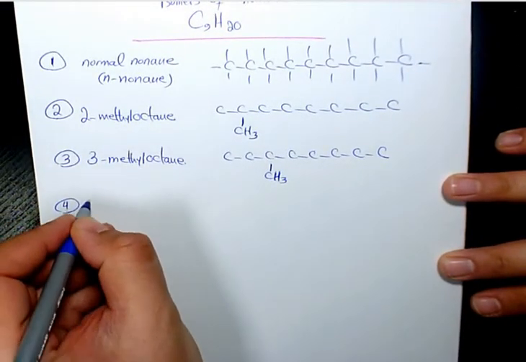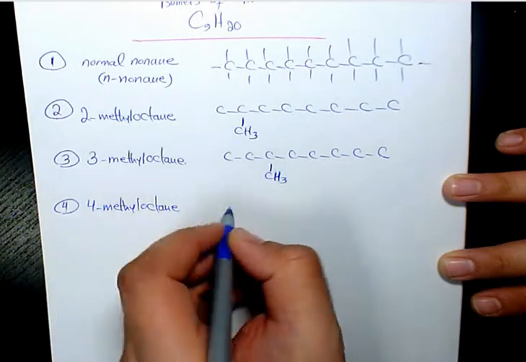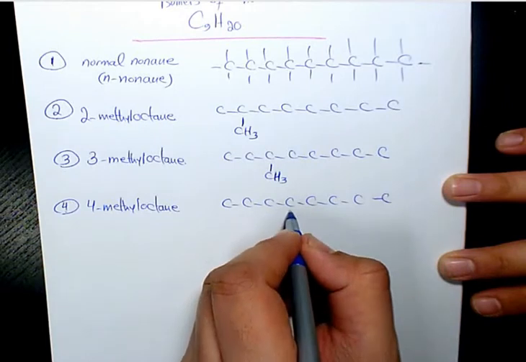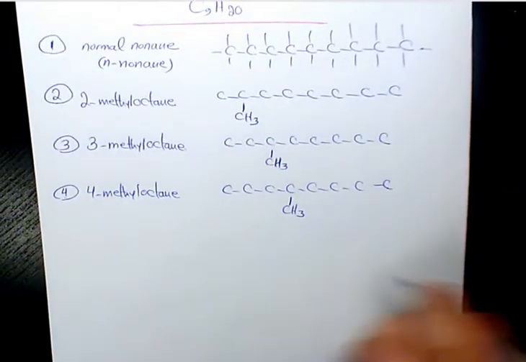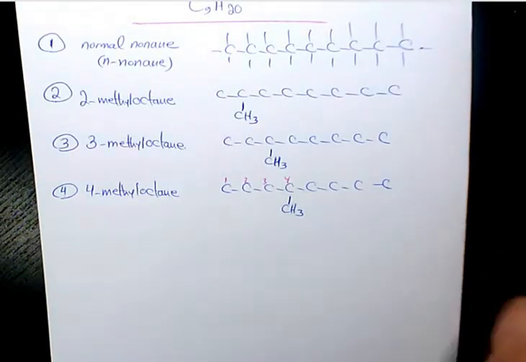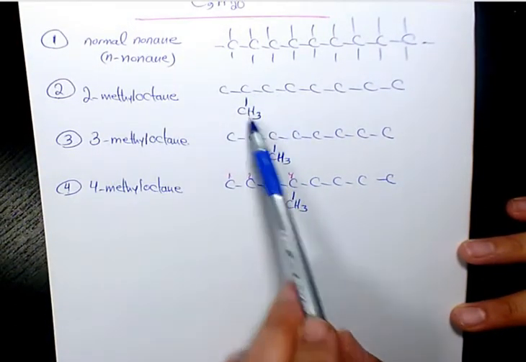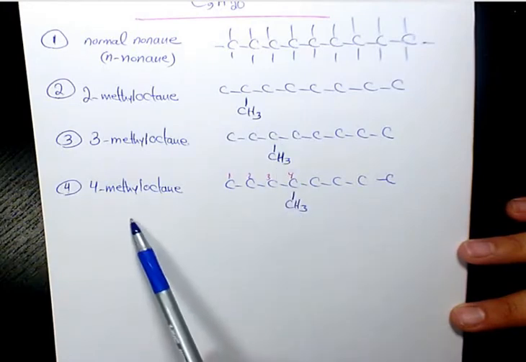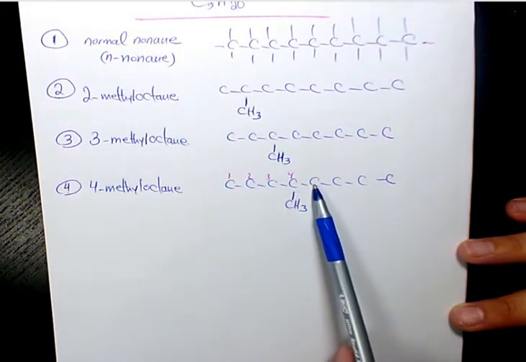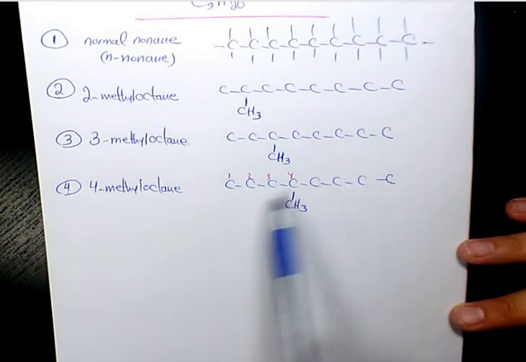Another one is going to be 4-methyl octane. And again, in this one, we have the methyl group on the fourth carbon, which is going to be 1, 2, 3, 4. So we cannot go further, we cannot have 5-methyl. Why? Because once we have it on this side, we need to start numbering from right hand side. So it's going to be 1, 2, 3, 4, which is going to be the same.